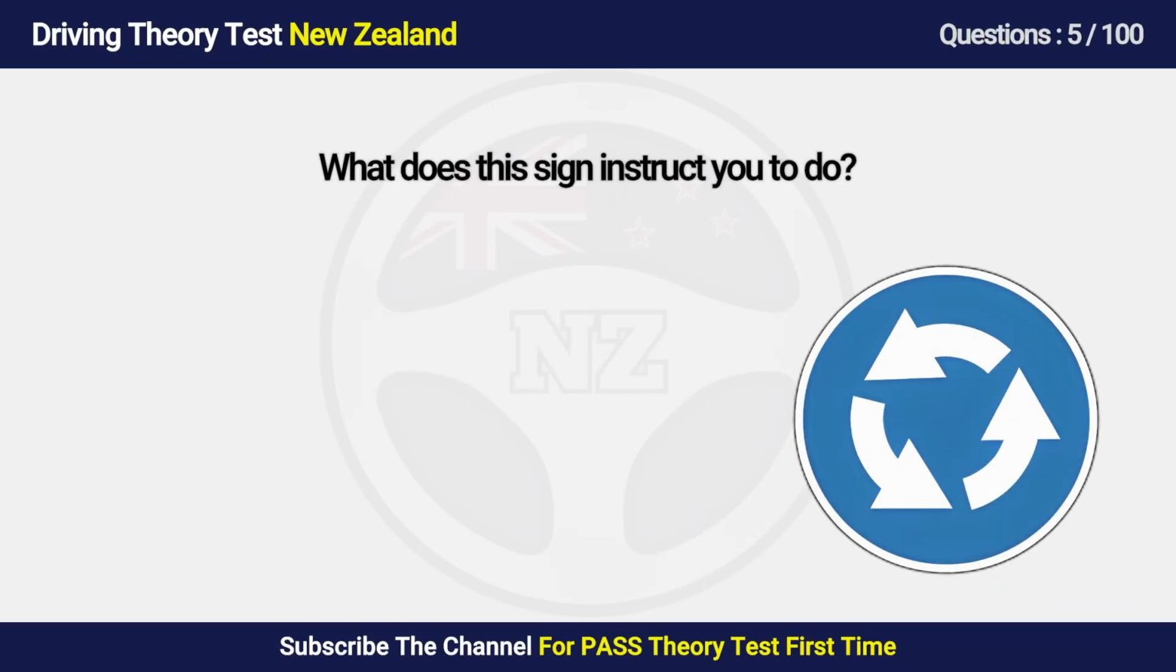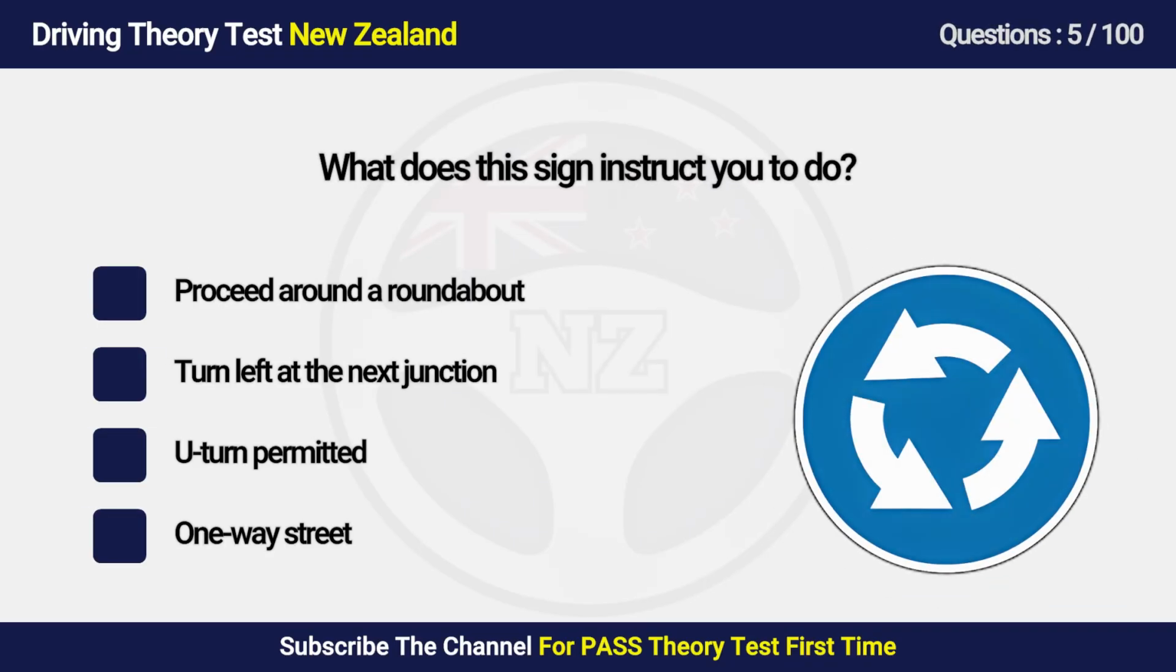Question 5. What does this sign instruct you to do? A. Proceed around a roundabout. B. Turn left at the next junction. C. U-turn permitted. D. One-way street.